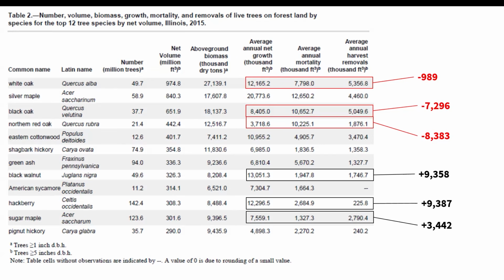And if you do the math here for the first one, which is white oak, it's underwater, right? So there's more mortality and more harvest than there is annual growth in white oak. And so we're losing our mature trees faster than new trees can grow in to replace them, right? We just don't have the young stock to replace them. And it's even worse for black oaks and red oaks, which are these next two highlighted.